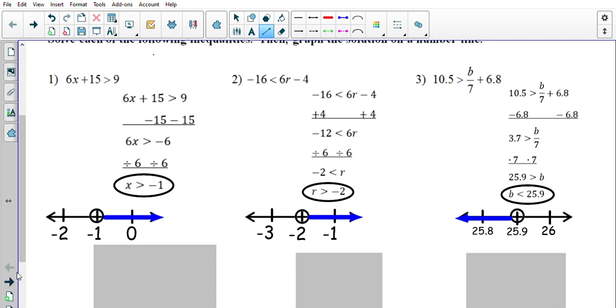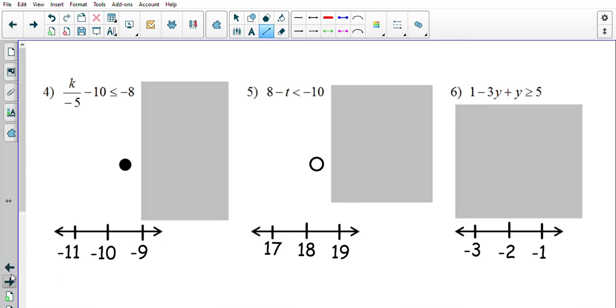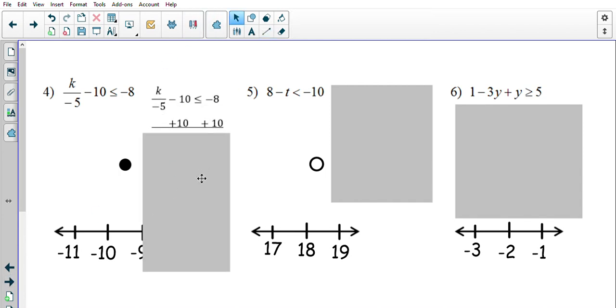All right, let's take a look at our next 3. Number 4 is also a two-step inequality. So we're going to start by adding 10 to both sides. That's the inverse of subtracting by 10. That will get us k over negative 5 is less than or equal to 2. Negative 8 plus 10 is 2.